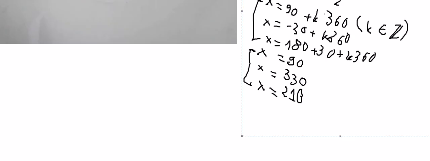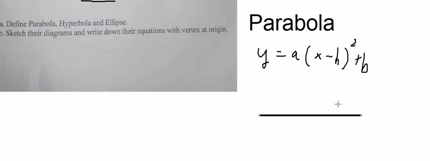And the last one, define parabola, hyperbola, and ellipse. You can check on the textbook. They have the definition for this one. For part B, I need to sketch the diagram and write out their equations. For the parabola, the formula of this one should be y equal to a multiplied with x minus h squared plus b. The graph should be like this, or maybe like this.